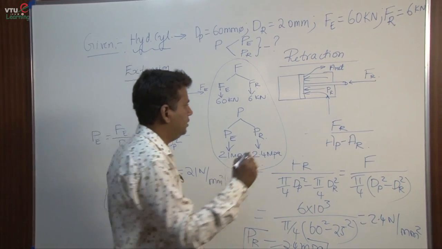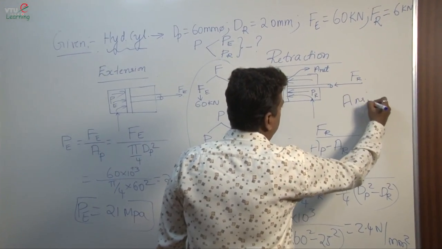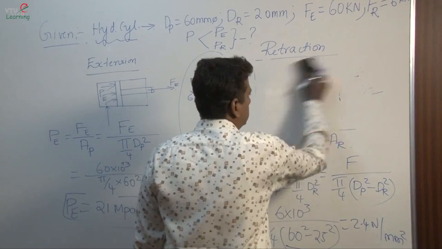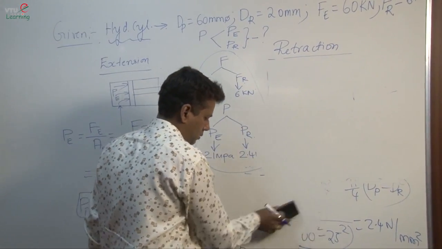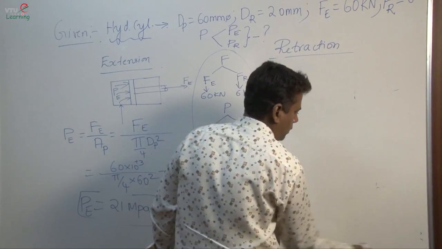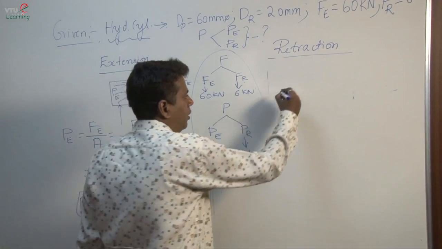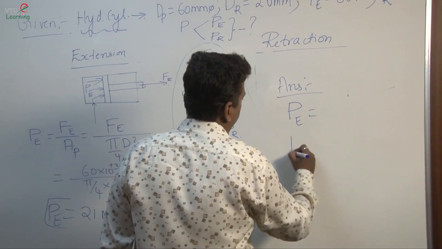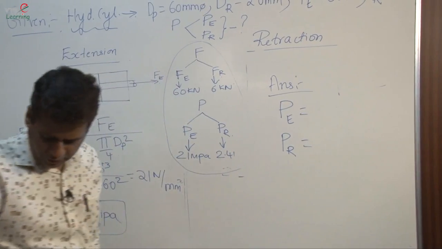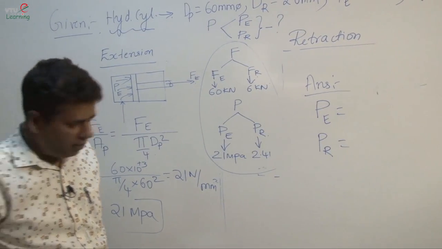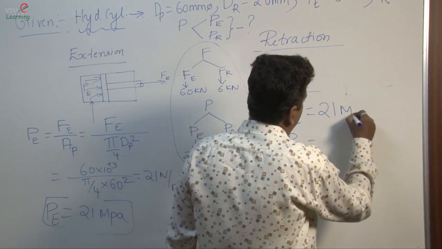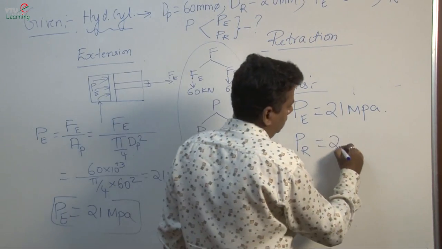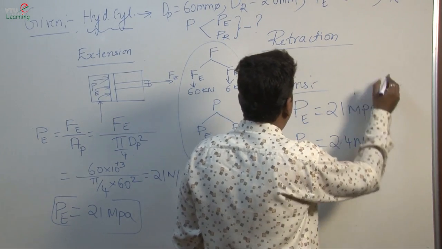So let us write down the answers. Answers are very important, you have to write the answer. The pressure for extension is equal to 21 megapascal, and retraction is 2.4 megapascal. This is the answer.